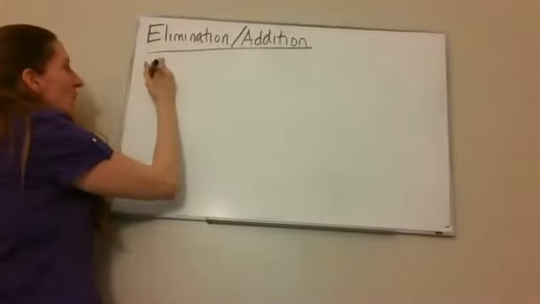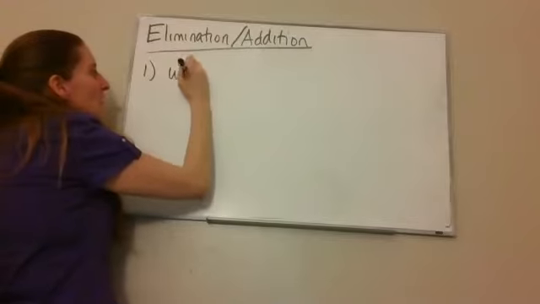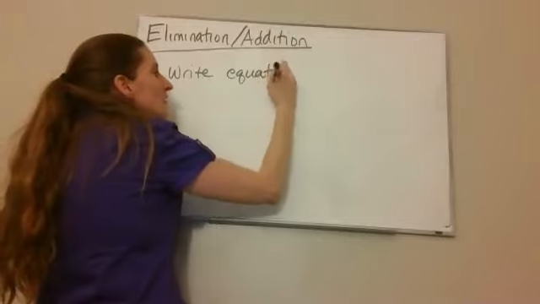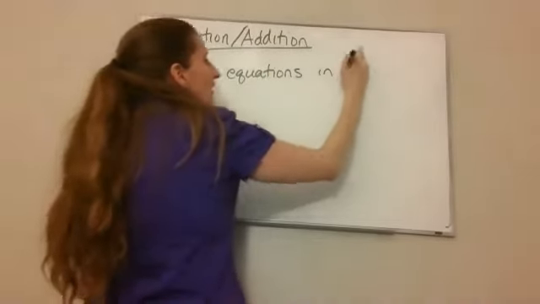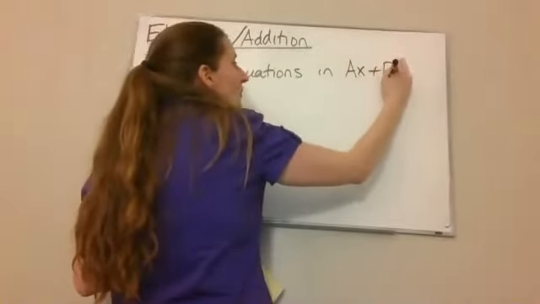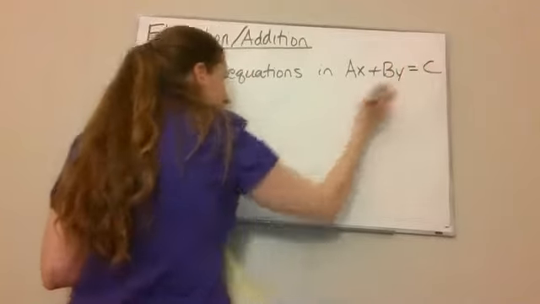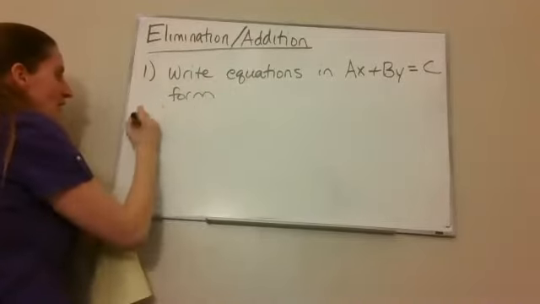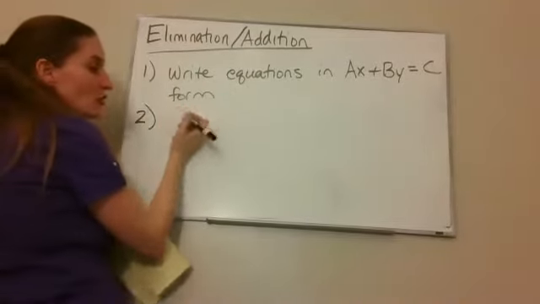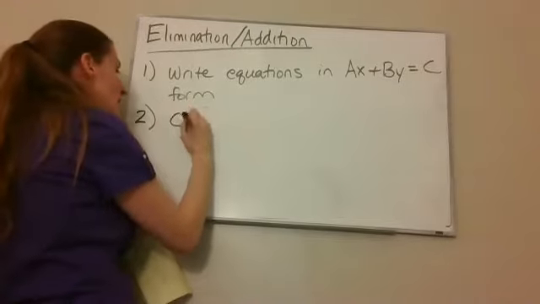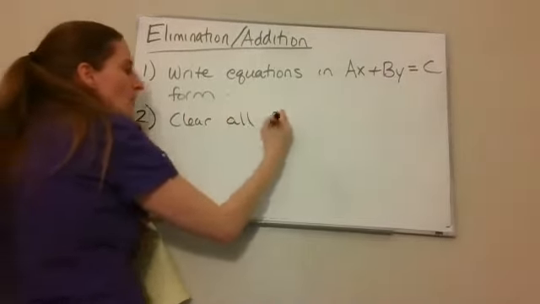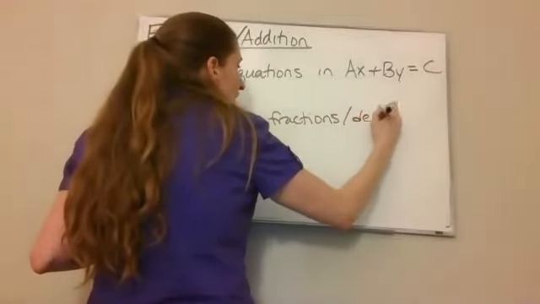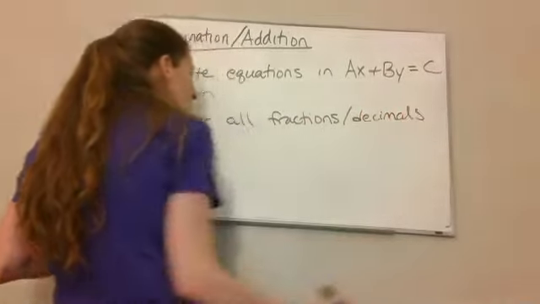The first step for this method is to write the equations in standard form. So that's ax plus by equals c form. Step 2, which is optional, but I highly recommend, is to clear all of the fractions or decimals, just so that you have nice whole numbers to work with.